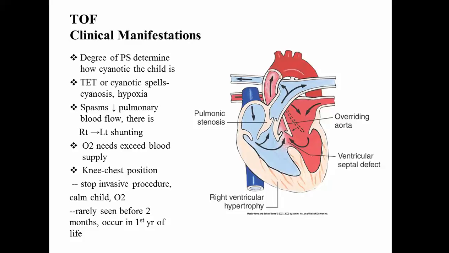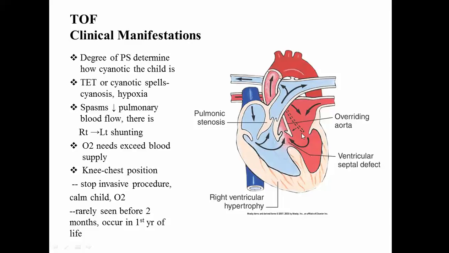So what happens is that in this area, there are spasms, and it's called the infundibular area. You get spasms in that area, so it decreases your pulmonary blood flow, and there is right to left shunting of blood. So blood shunts from the right side of the heart to the left, so you have unoxygenated blood going to the left side.